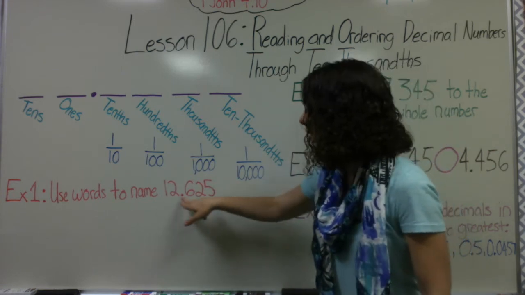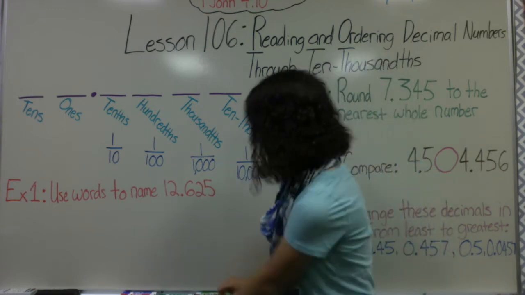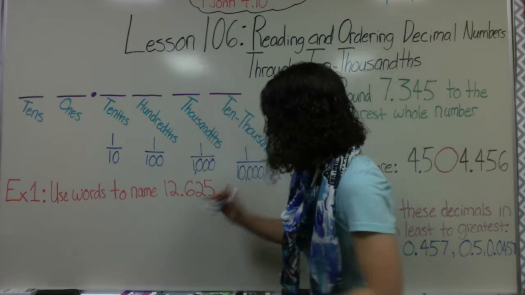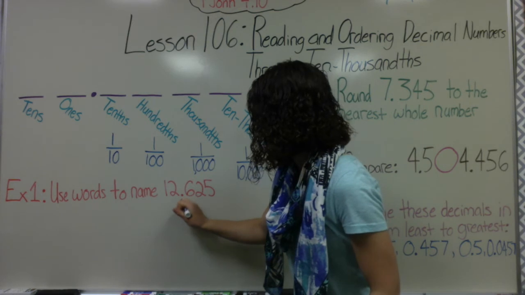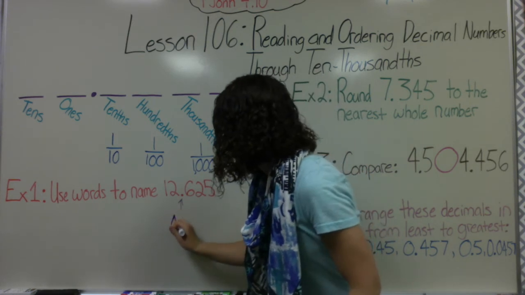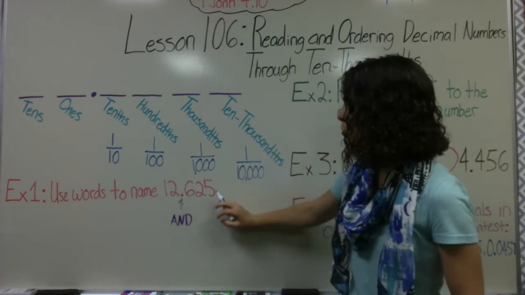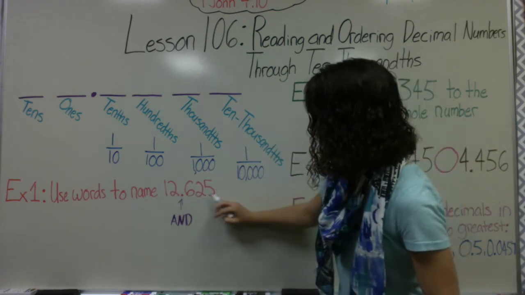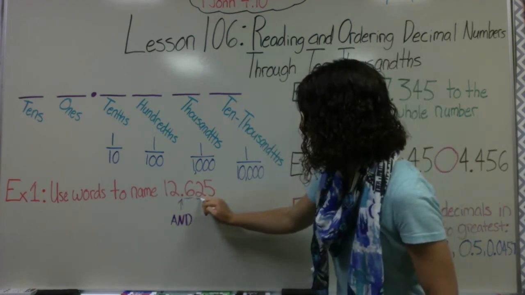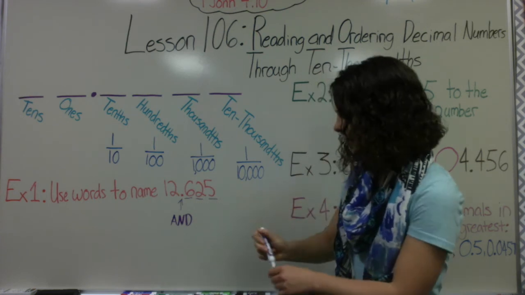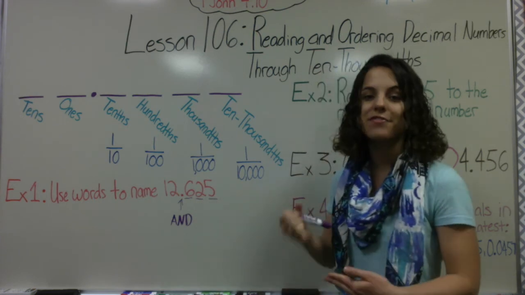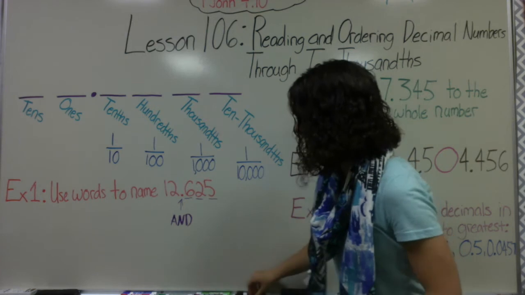as 625, but the place value that we read is where it ends. So we have 12, and remember our decimal point says "and." So it's 12 and then 625. That's 3 place values, so that's tenths, hundredths, thousandths. So it's 625 thousandths.